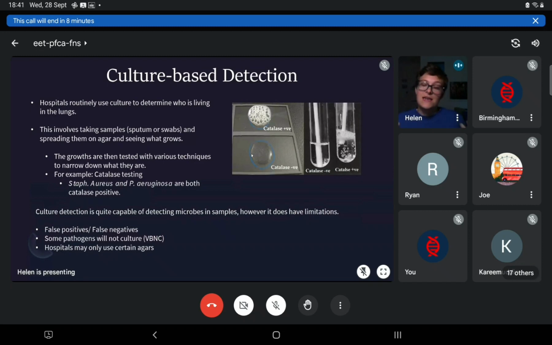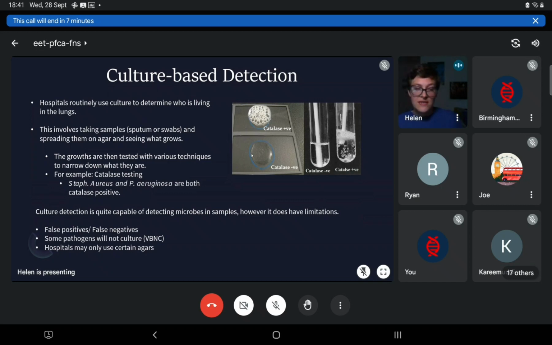We have various techniques to narrow down who is who. The example I've got here is catalase testing. Both Staph aureus and Pseudomonas are catalase positive. What this means is that we will pick up a little growth and put a liquid on it. If it froths up, it's catalase positive. If it doesn't froth, it's catalase negative. And there's a whole catalogue of different detections that we can use to narrow down who is who.